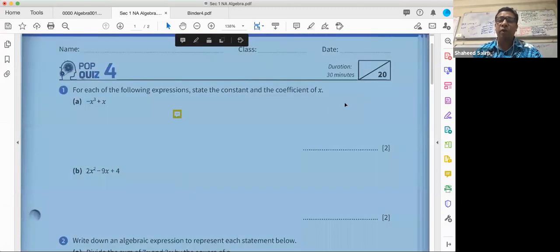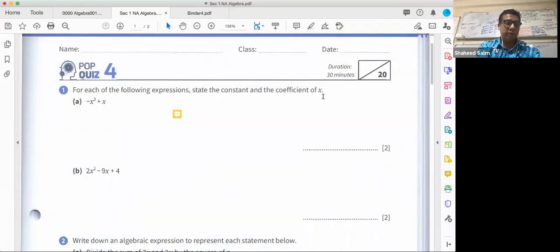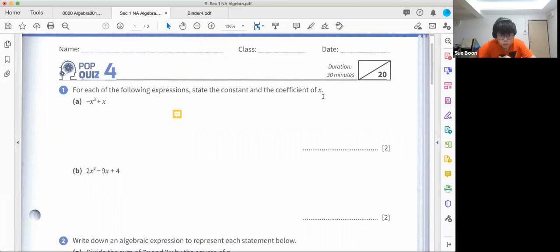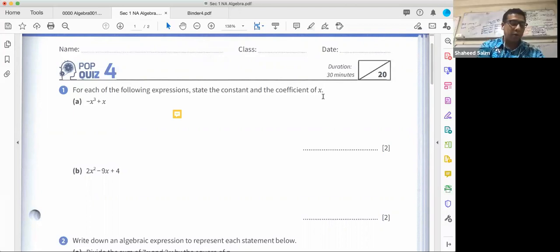And then what is the coefficient of x? 2. Negative 9. Negative 9. Okay, not 2, negative 9, okay? All right, well done.